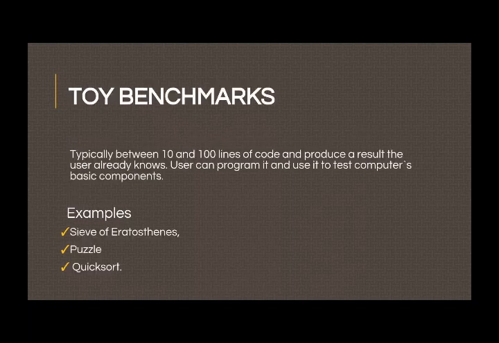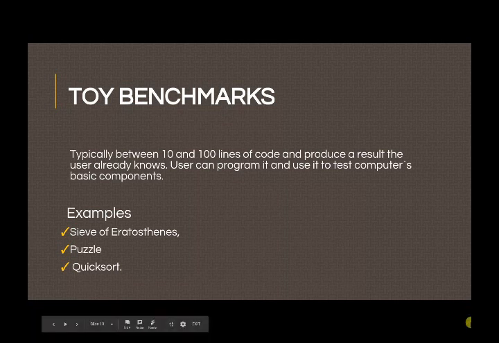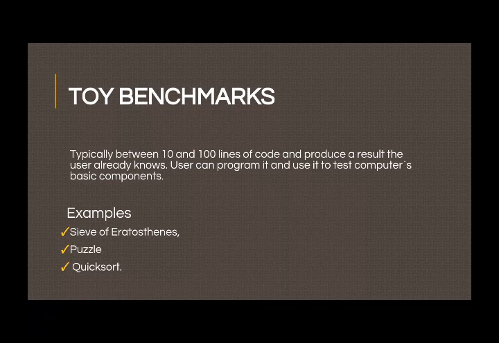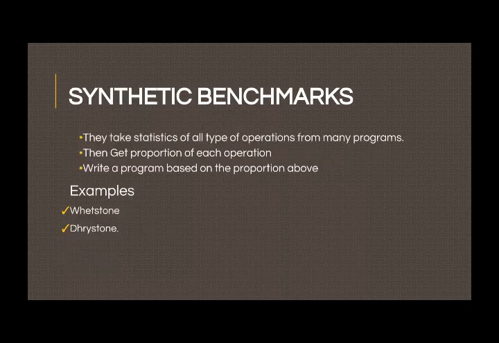Moving on, we have toy benchmarks. Now, these can be very small benchmarks that we can create ourselves. These can be between 10 and 100 lines of code, and we can use these by compiling them ourselves on any compiler. So some of the examples of toy benchmarks are the quicksort algorithm, any sort of puzzle, or the sieve of Eratosthenes. So okay, moving on, our last technique of benchmarking are the synthetic benchmarks.